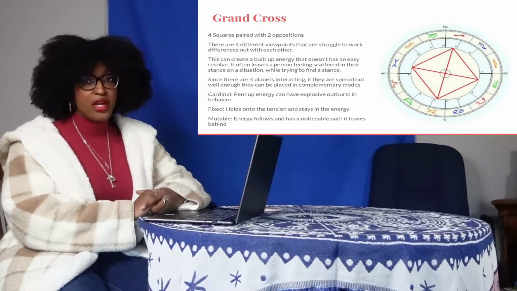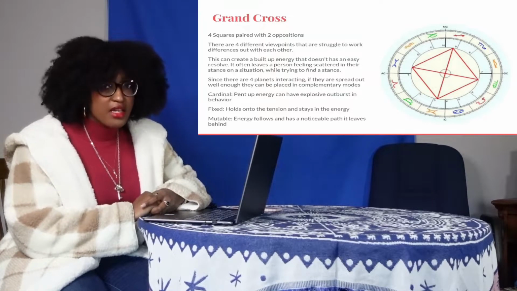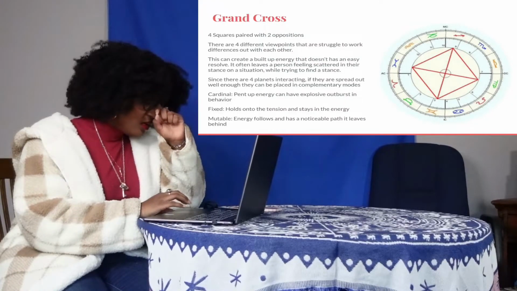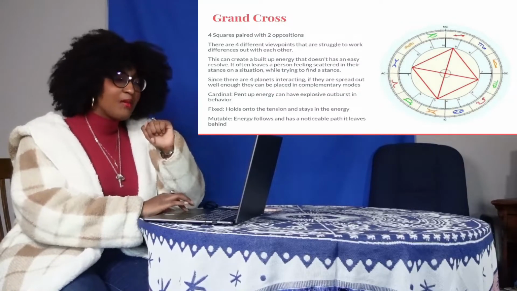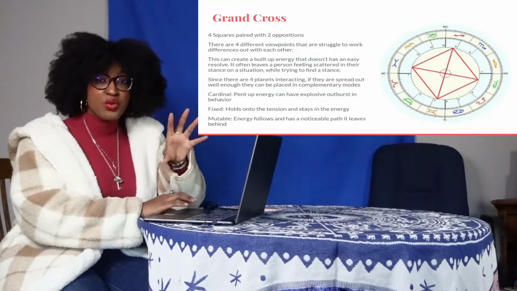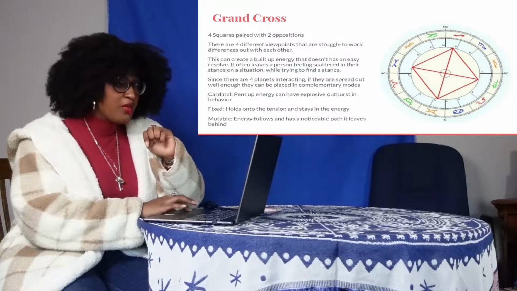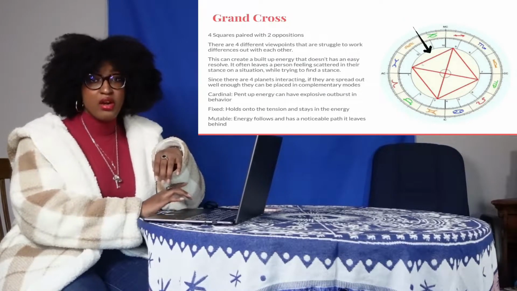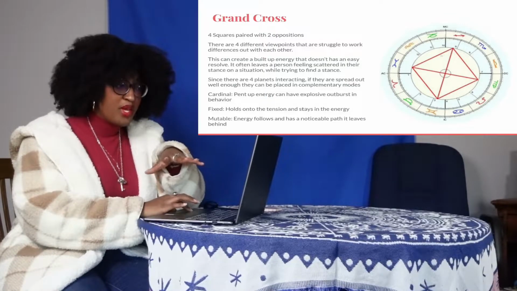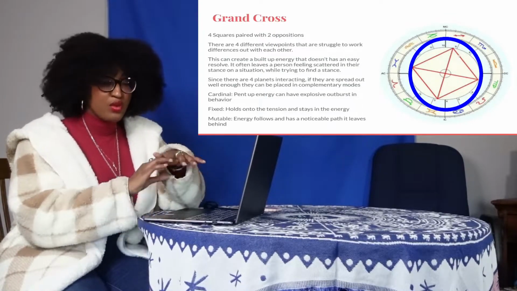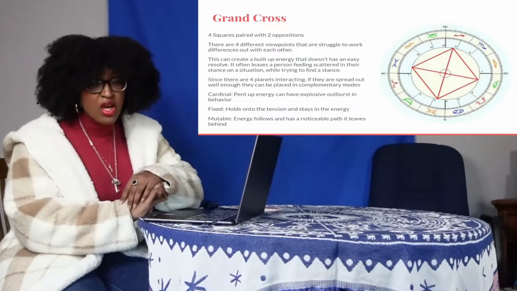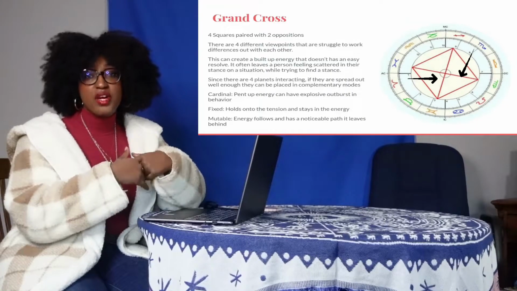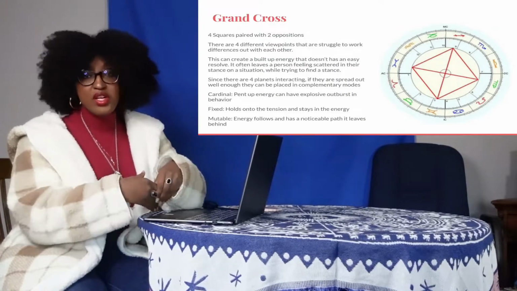So now we have a grand cross. Yikes. No, for real, this is a real yikes. We have 4 squares: 1 square, 2 square, 3 square, 4 square. That makes one literal big gigantic square. So we got square on square while having 2 oppositions, as we said, 2 different problems, and you're trying to approach them in basically 4 different ways.